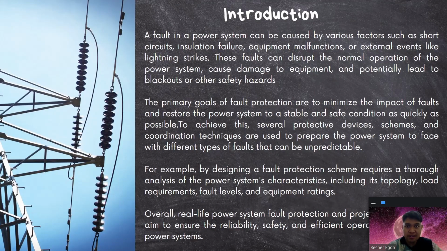So as for the introduction, a fault in the power system can be caused by various factors such as short circuits, installation failure, equipment malfunctions, or external events like lightning strikes. These faults can disrupt the normal operation of the power system, and can cause damage to equipment and potentially lead to blackouts or other safety hazards. The primary goals of fault protection are to minimize the impact of faults and restore the power system to a stable and safe condition as quickly as possible.